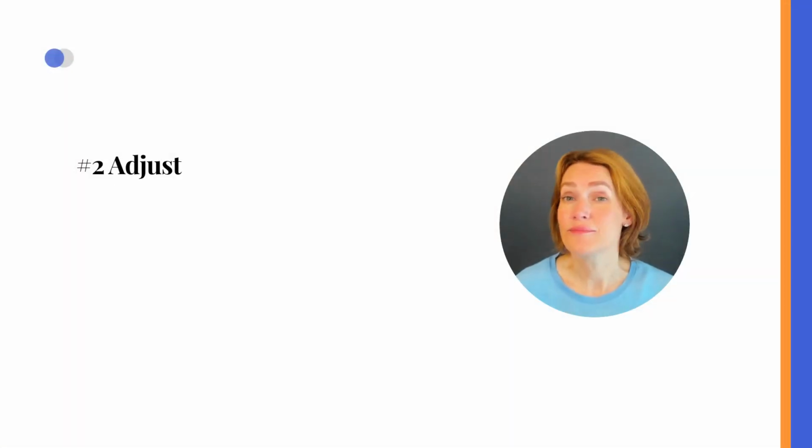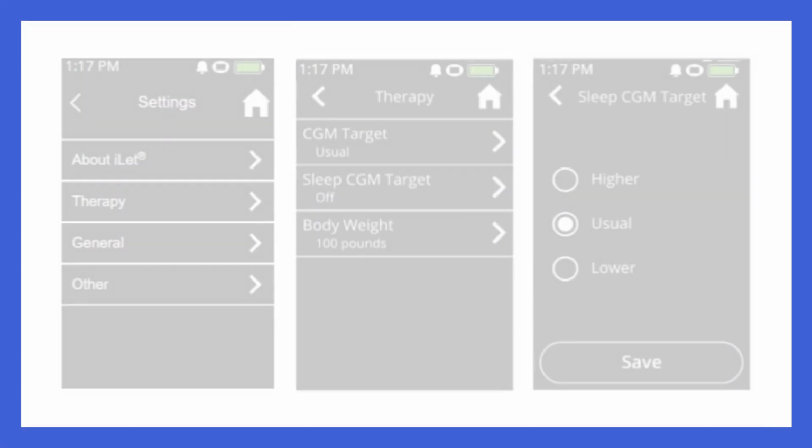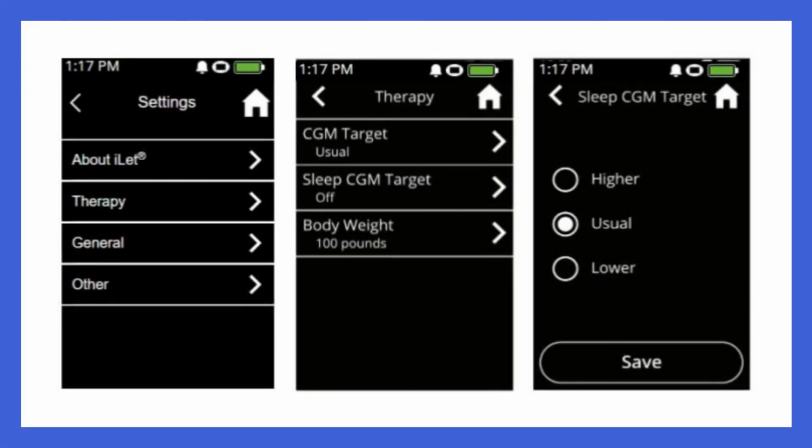To adjust, users have limited control over the iLet system settings, being able to adjust only the target glucose value and weight. For glucose targets, users can choose between usual, lower, and higher options, with the flexibility to set up to 2 targets per day to tailor their diabetes management.